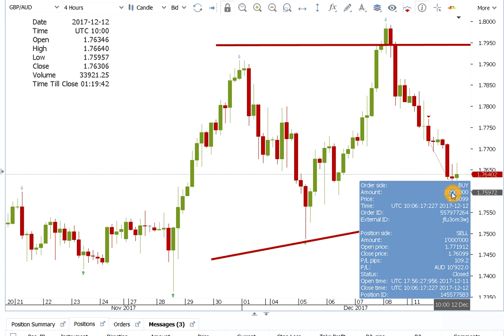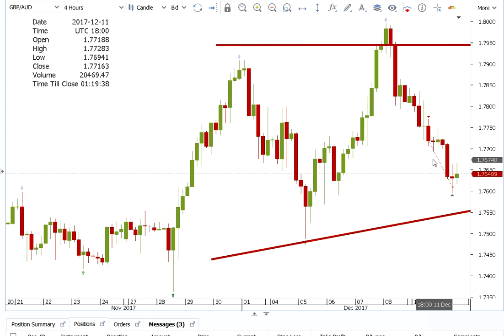So strong gain of 109 pips in just over 24 hours. A very good return in terms of these types of movements, and a very strong example of how we can take advantage of the currency market in the short term and capture strong trading returns over the long term.